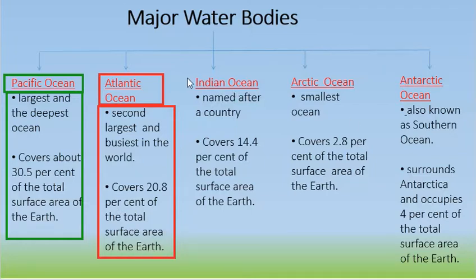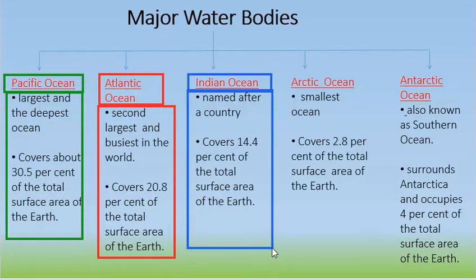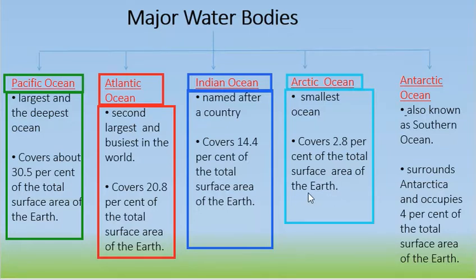Indian Ocean. Indian Ocean is named after a country. It covers 14.4% of the total surface area of the earth. Now move to Arctic Ocean. Arctic Ocean is the smallest ocean. It covers 2.8% of the total surface area of the earth.